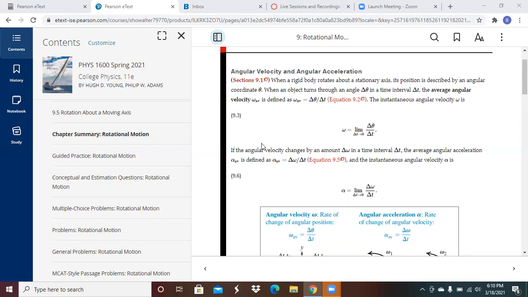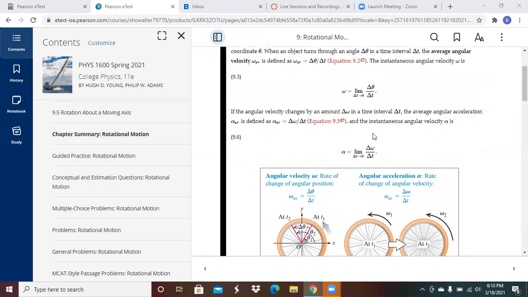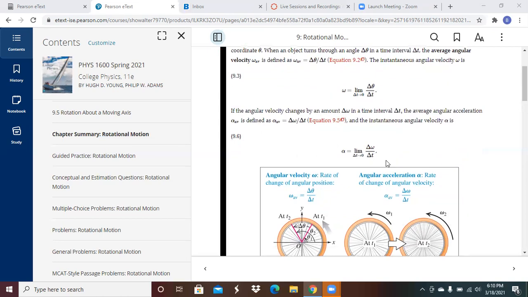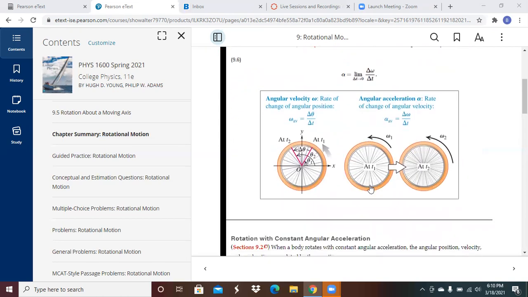Now, if the angular velocity changes by an amount, which we're going to try to model here, it's moving with a certain angular velocity at this time, and then you can see here it starts to speed up because you have more axle spokes. At time 2, you can see that it's moving faster. You've got a change in angular velocity. That change in angular velocity with respect to time is going to give you the angular acceleration.